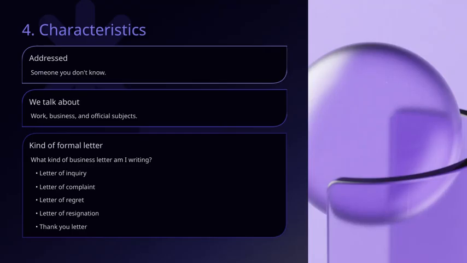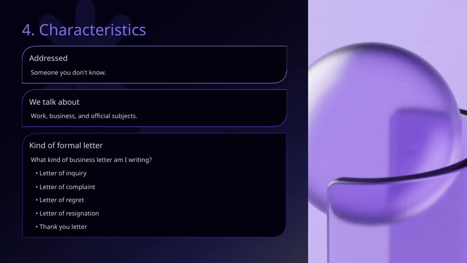Now let's take a closer look at the characteristics of this type of letter. First, it's addressed to someone you don't know personally. That means it's a formal communication, often with a professional tone. When we talk about the content, it typically revolves around work, business, or official subjects, things that are important in a professional context. Think of it as writing a kind of formal letter that serves a specific purpose.